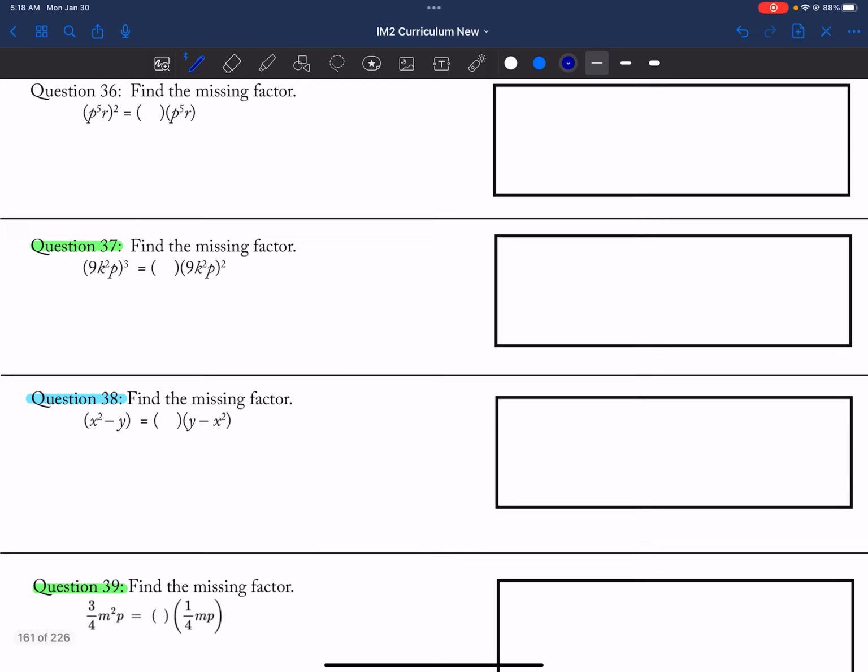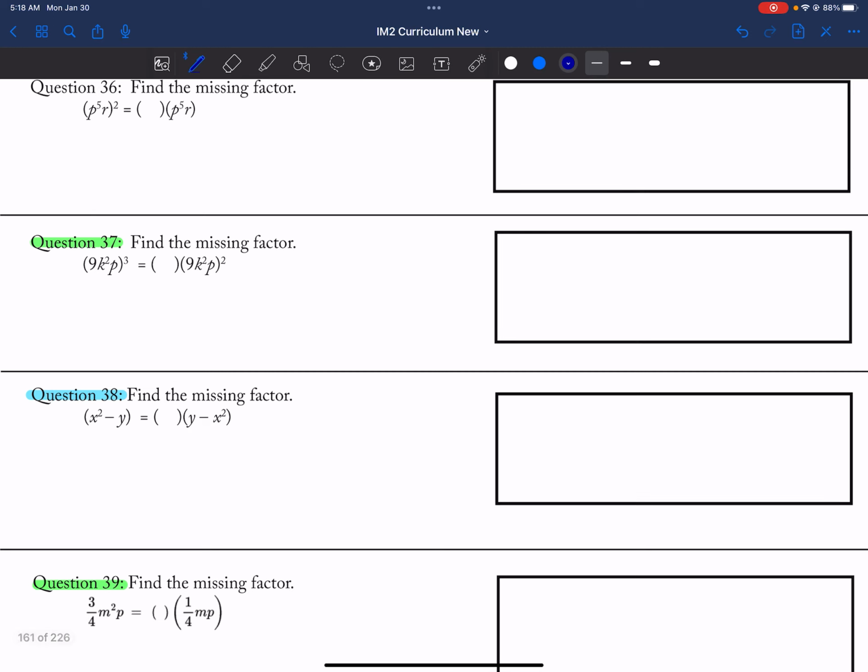Okay, so now again here, let's see. Oh, I have a 9 here. Let's do this. 9k squared p, right, on the right-hand side. I have the same thing on the left-hand side, but the only difference is that on the right-hand side, I'm squared, and on the left-hand side, I'm cubed. So really, my missing factor here is going to be a 9k squared p.